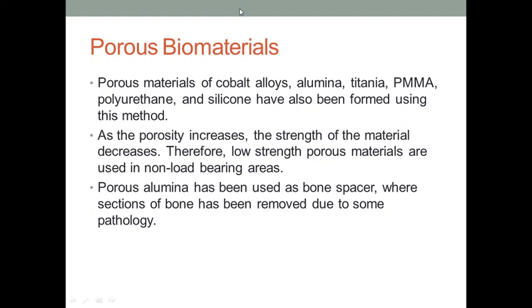As the number of pores or the size of pore increases, the strength of the material decreases, and therefore low strength porous material should only be used for non-load bearing areas. Again, porous alumina has also been used as bone spacer where sections of bone has been removed due to some pathology.